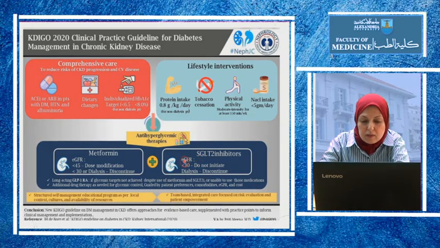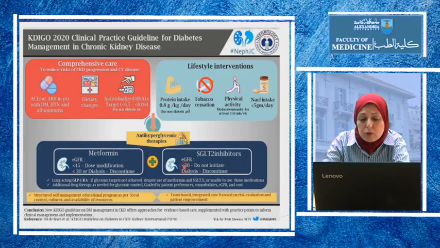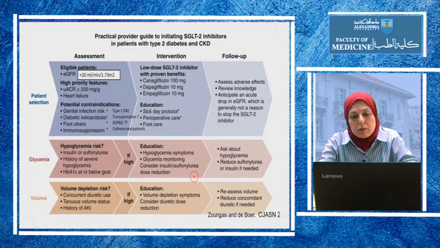SGLT2 inhibitors can be initiated. We'd say that the newer guidelines do not initiate if GFR is below 20, and this may change in the future, and if the patient starts dialysis, they should be discontinued.